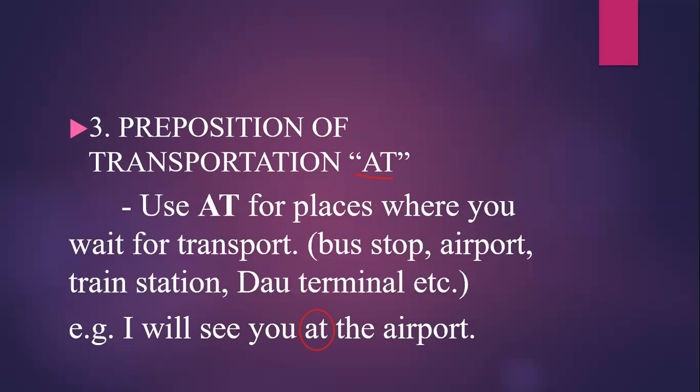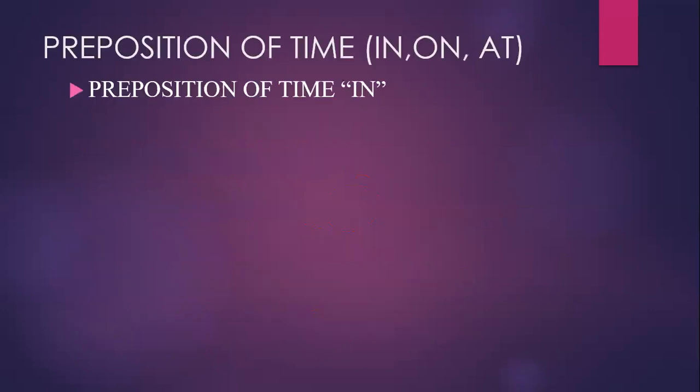Now, what kind of vehicle are you waiting at the airport? Definitely, it's an airplane. Okay? Again, we use preposition of transportation at for places where we are waiting for transport. Okay? Next type of preposition, we have the preposition of time, which are in, on, at.